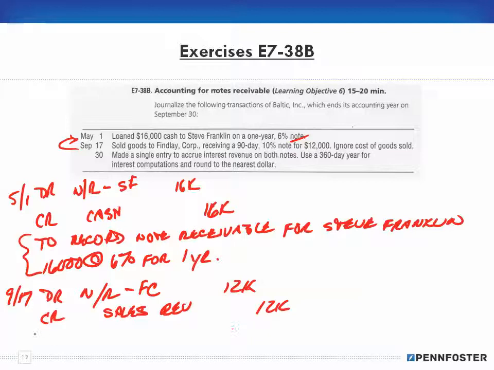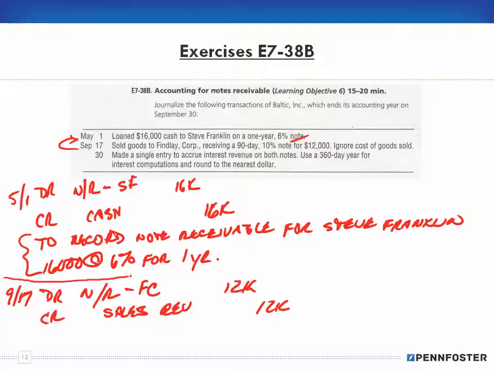Now, yes, I would put a description just like I did here. For Steve Franklin, I would write, to record a sale of goods to Finlay Corp, receiving a 90-day 10% note in the amount of $12,000. That would be my description. But I'm not going to write that all out. I'm just letting you know that I would do the same thing as I did for 5/1, because I'm creating a note at this point in time.